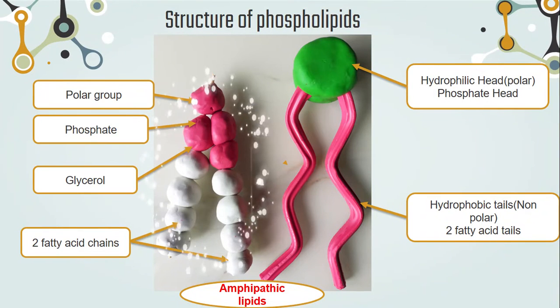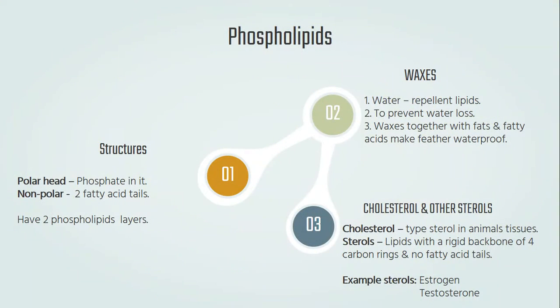Then in the left picture, this is more detail about amphipathic lipids in a layer of phospholipid. The polar group in phosphate is red or slightly pink. The polar group has a phosphate. This is a triglycerol: 1 phosphate group, 2 fatty acid chains. The white color is the 2 fatty acids. The structure is a polar head with phosphate in it and non-polar 2 fatty acid tails.